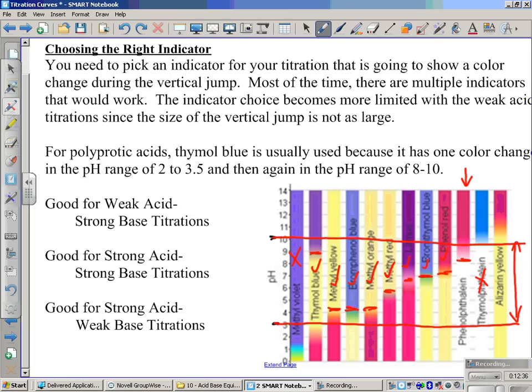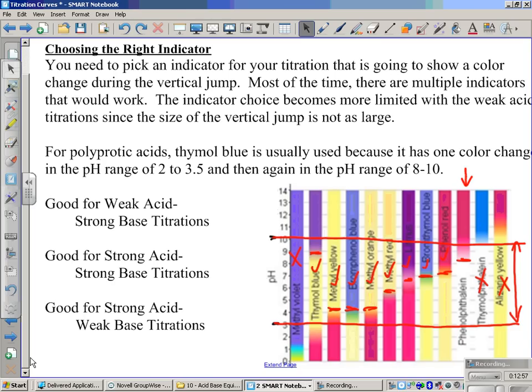This one wouldn't be a good idea because it's clear the whole time, and this one would not be a good idea because it's yellow the whole time. So as long as you find an indicator that changes color in the appropriate range that you're looking for, then you'll be fine. A strong acid and strong base gets lots and lots of options. You have lots of options for those because the pH changes so drastically.